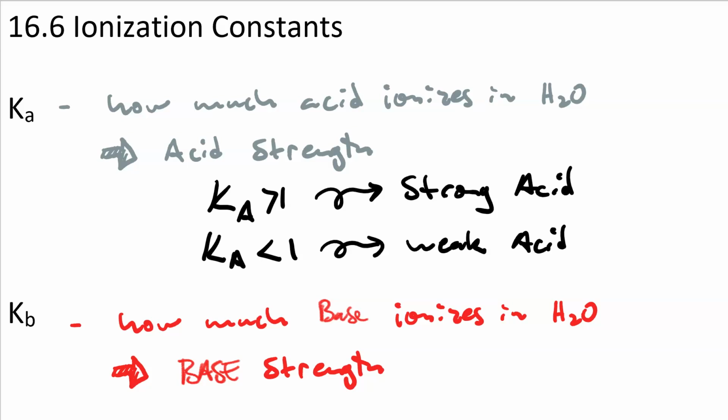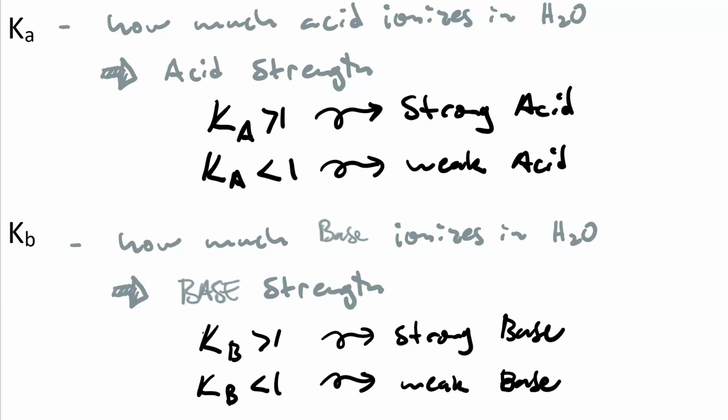Kb, on the other hand, is how much a base ionizes in water, or a measure of the base strength. Again, strong bases have Kb greater than 1. Weak bases have Kb less than 1. Sorry, Kb. So, in order to figure out what the expressions for Ka and Kb look like, we have to consider the chemical equation for an acid or a base ionizing in water, respectively.